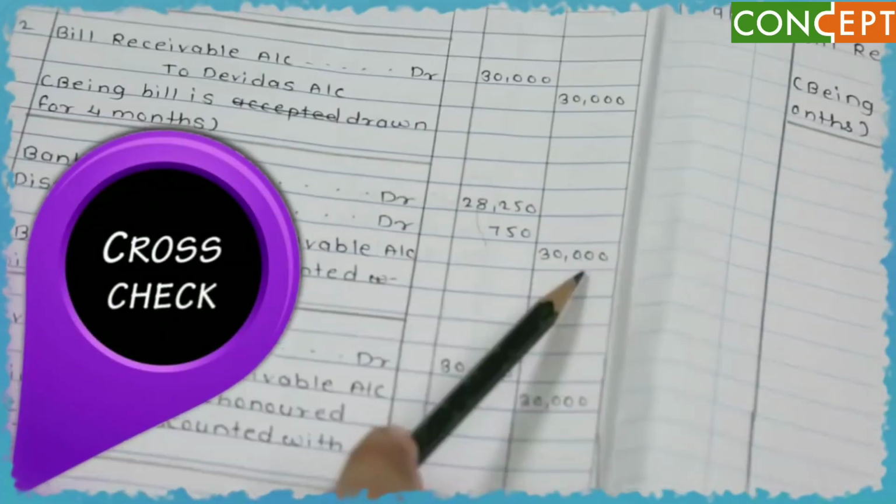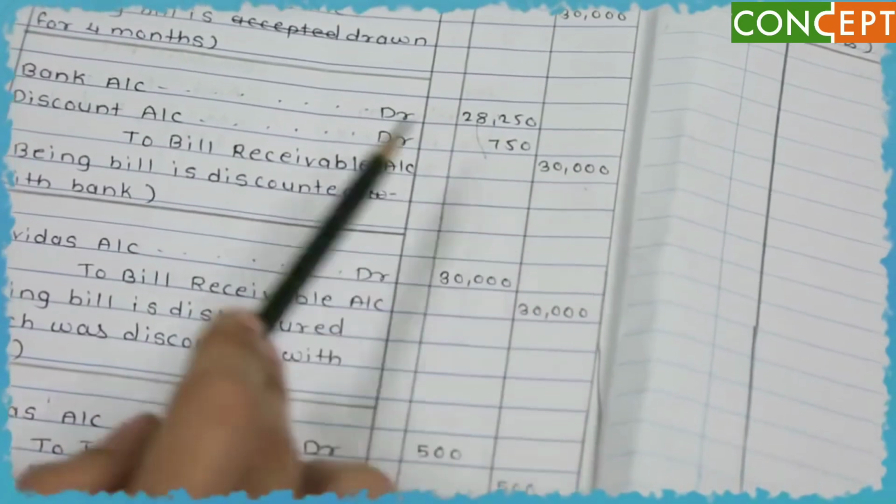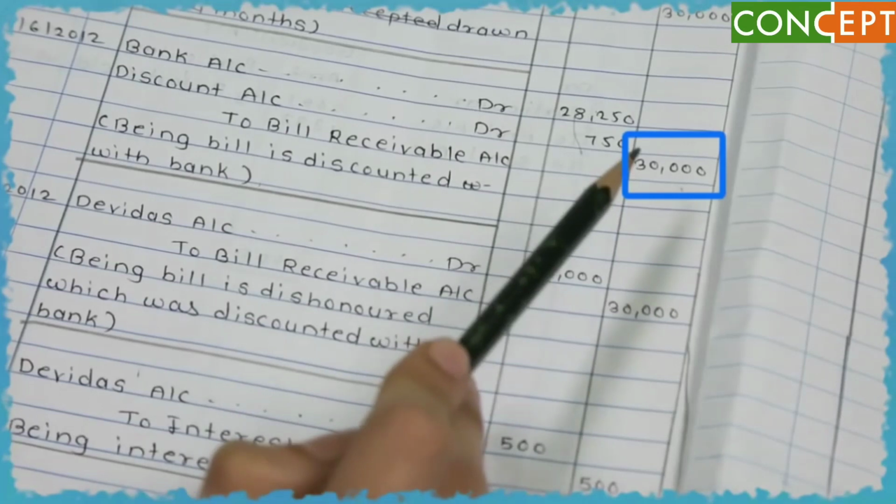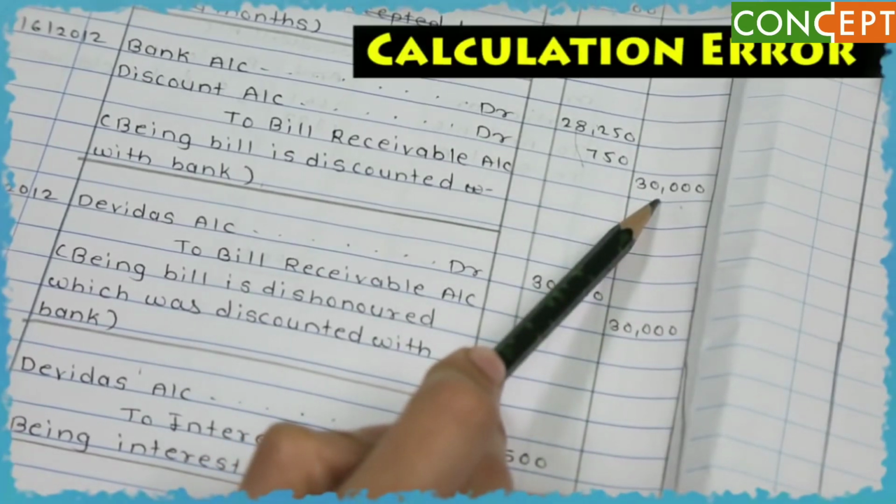Cross-check if debit amount equals the credit. Like in this case, the debit total isn't coming up to 30,000, which means there's a calculation mistake.